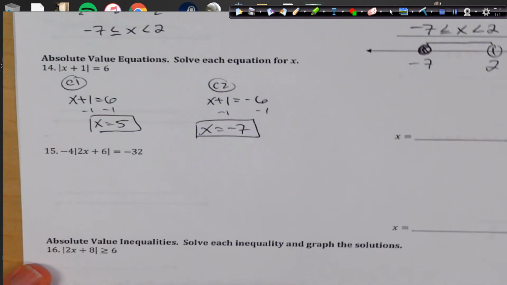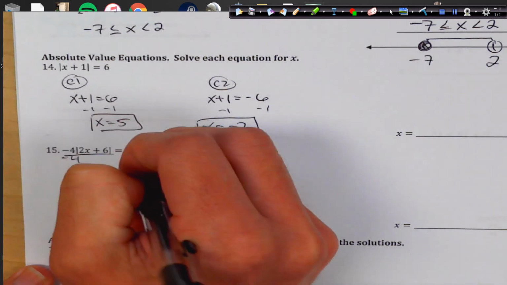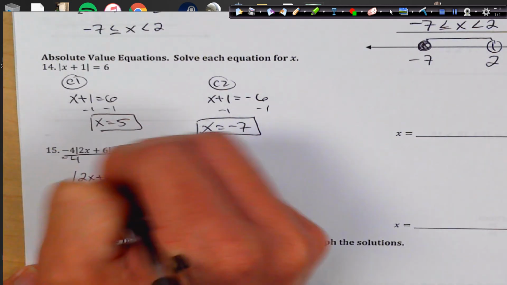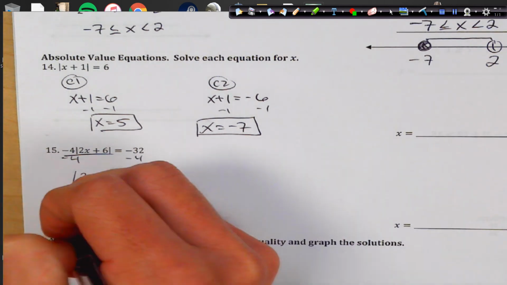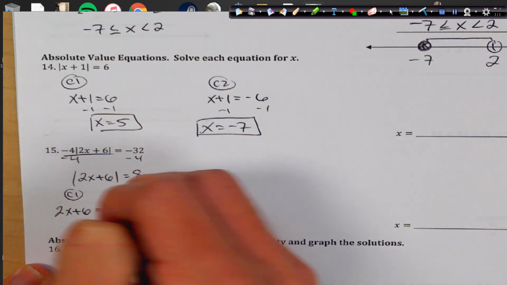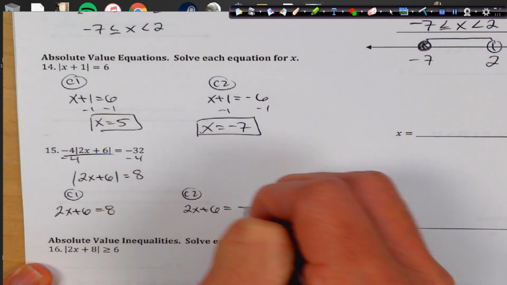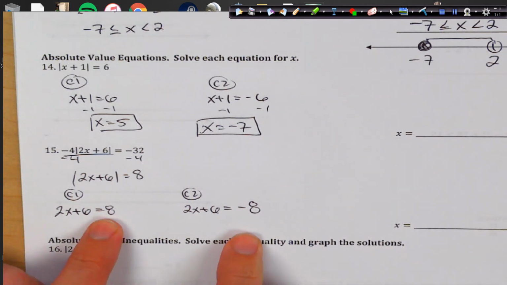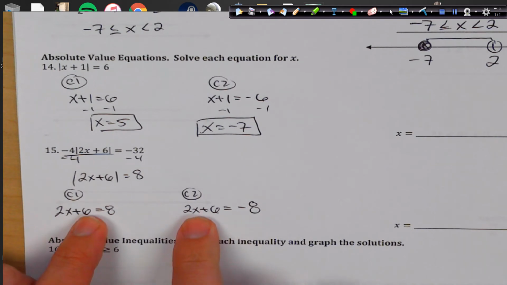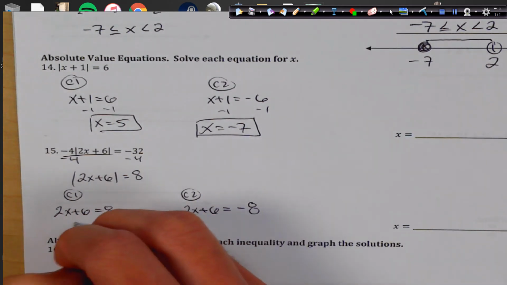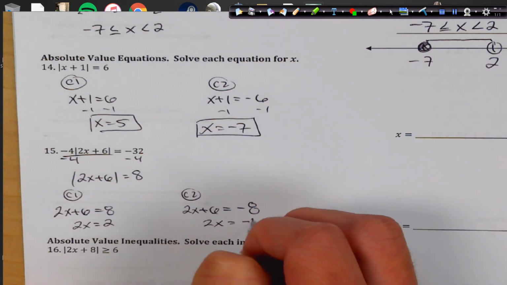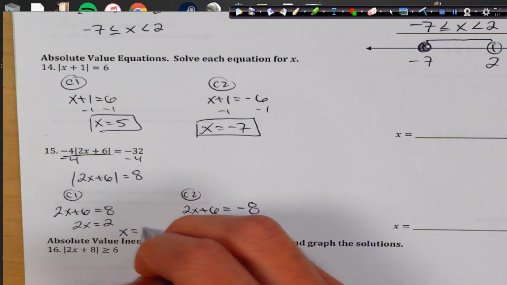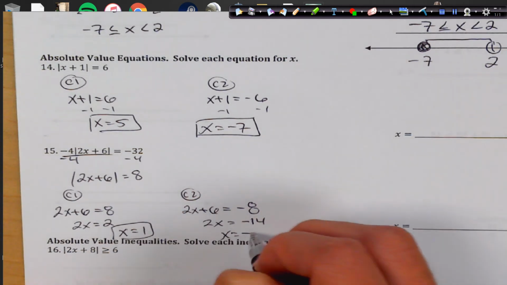This one we can't do our cases until I divide by negative 4 first. And when I divide this by a negative 4, we get a positive 8. And now I can do case 1, case 2. The second one is going to be a negative 8. Again, the difference is we change the positive to a negative. That's it. These inside don't change positive and negative. Subtract 6, and we're going to get 2. Subtract 6, and we're going to get negative 14. Divide by 2, x equals 1. Divide by 2, x equals negative 7.